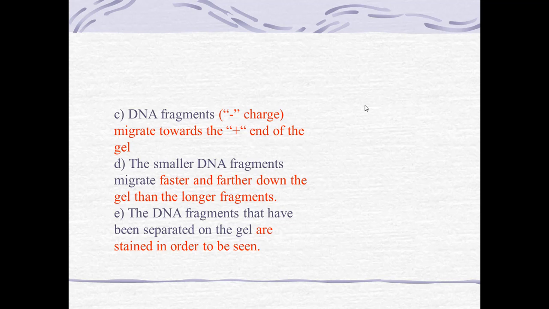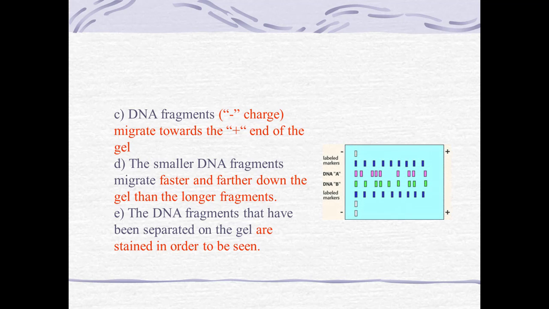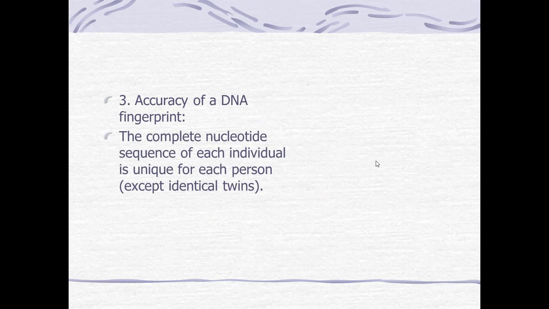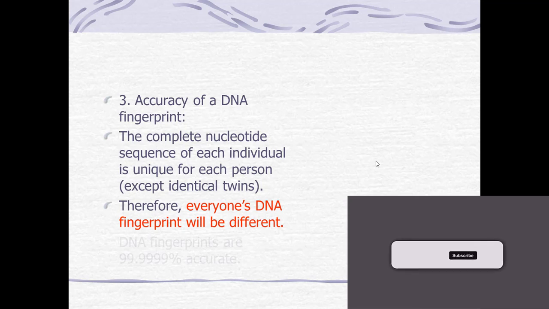The DNA fragments that have been separated on the gel are stained in order to be seen. These are the stained particles of DNA. We can see them, DNA A, DNA B, labeled. Accuracy of DNA fingerprints: the complete DNA sequence of each individual is unique for each person except identical twins. Therefore, everyone's DNA fingerprint will be different.